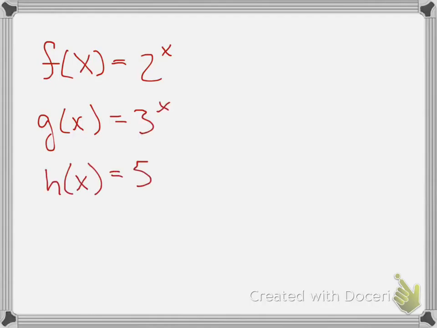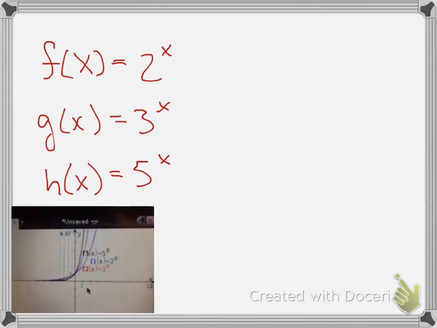Alright, so we've got 2 to the x. Let's look at what these graphs would look like: 2 to the x, 3 to the x, and 5 to the x. Okay, so this is not the best picture, but you can kind of see the graphs there. In blue, you've got the parent function. In red, you've got 3 to the x power. And in black, you've got the 5 to the x power.